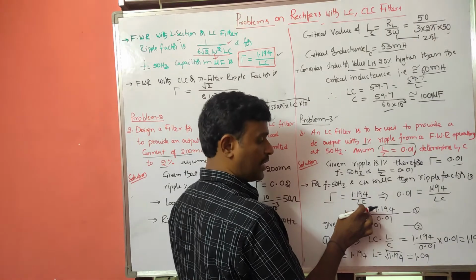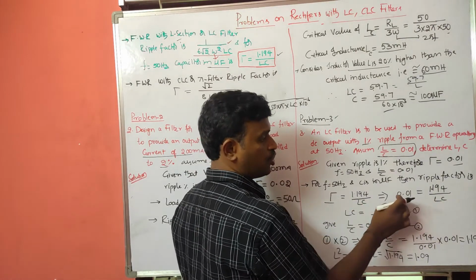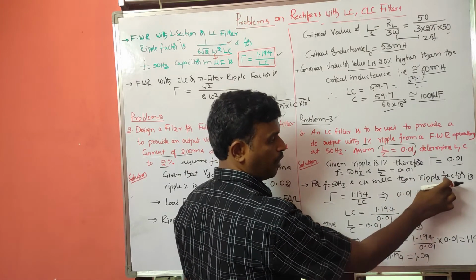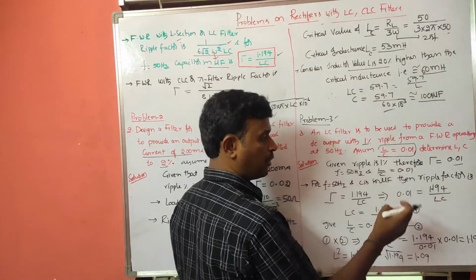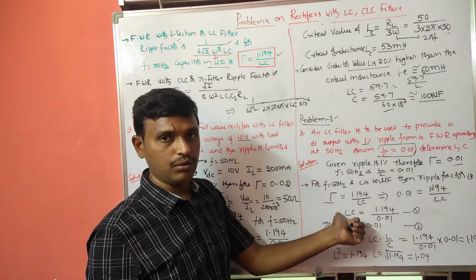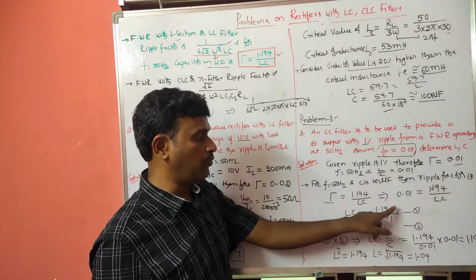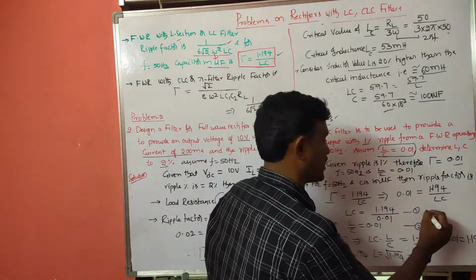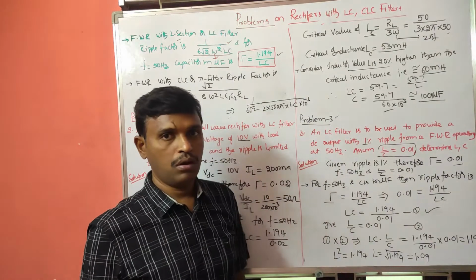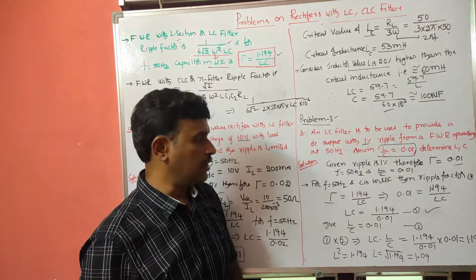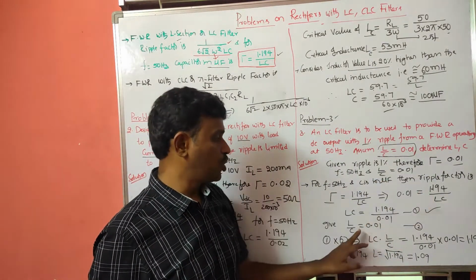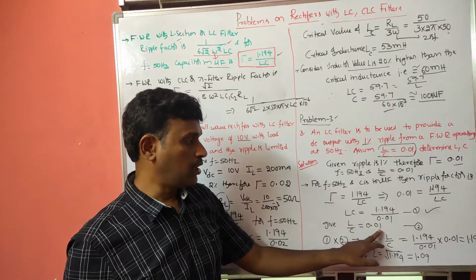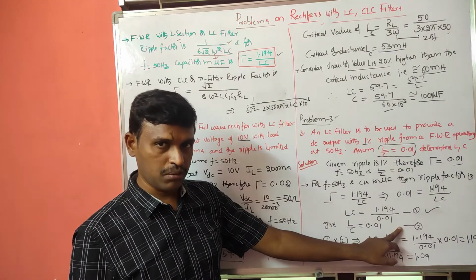So here we know the ripple factor value, that is 0.01, and that is equal to 1.194 by LC. But what we require is the LC value. LC is equal to 1.194 by 0.01. I am taking this as equation number 1. But in the problem it is given that L by C is equal to 0.01. I am taking this as equation number 2.